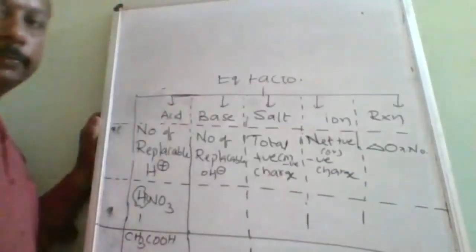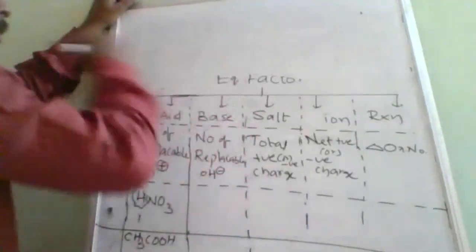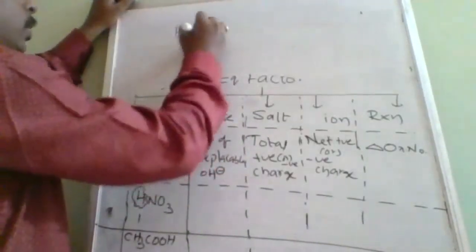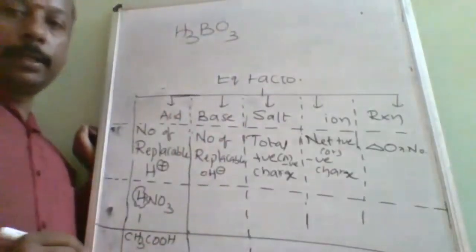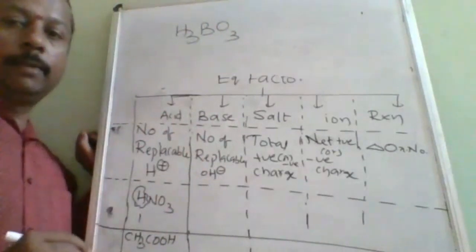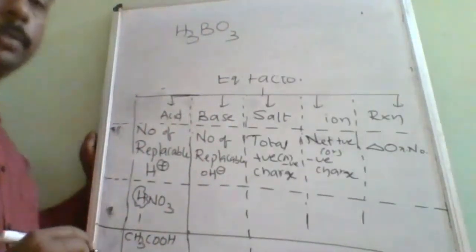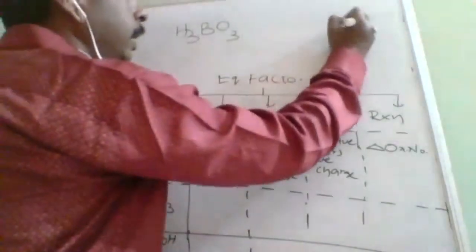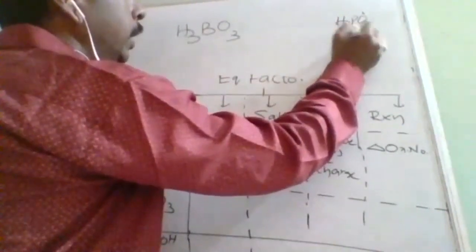Now, coming to the next topic. Next example of base acidic nature: H3BO3. Now, can anybody tell what is the equivalent factor of H3BO3? You will draw it and tell me. This is also an assignment. The assignment is H3PO2 and H3BO3. You will find out the equivalent factor.